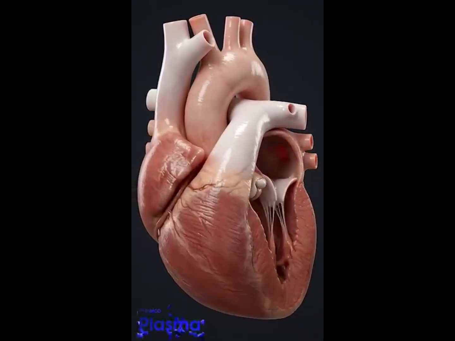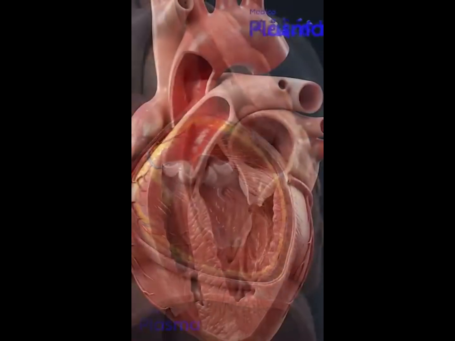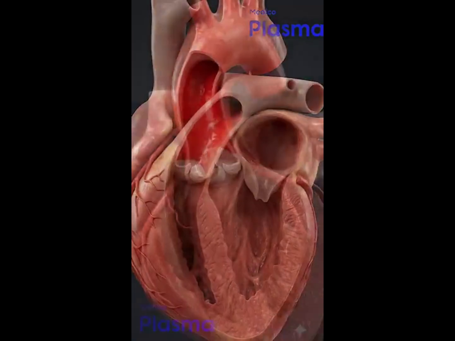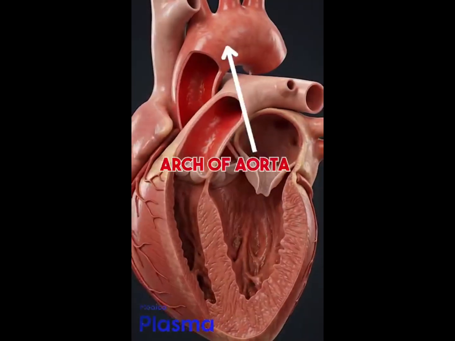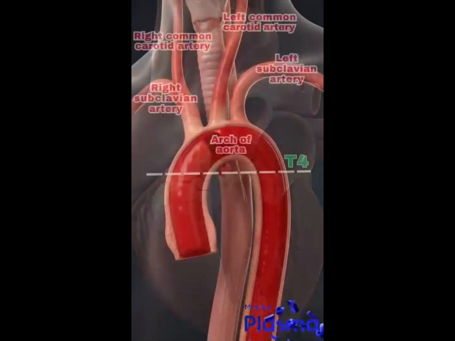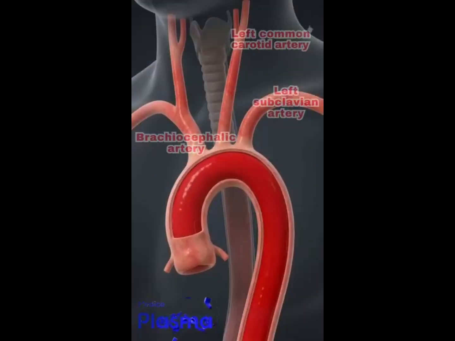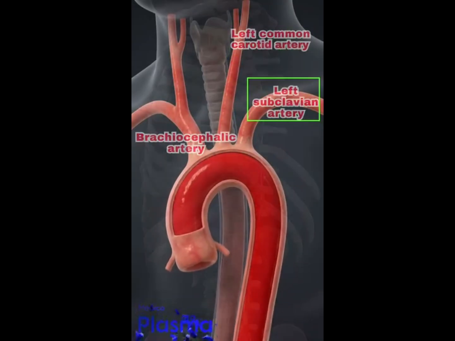The aorta is the main systemic outflow vessel arising from the left ventricle. Its first part, the ascending aorta, gives origin to the right and left coronary arteries that supply the heart. It then continues as the arch of aorta at the level of T4, which gives 3 important branches from right to left: the brachiocephalic trunk, left common carotid artery, and left subclavian artery.